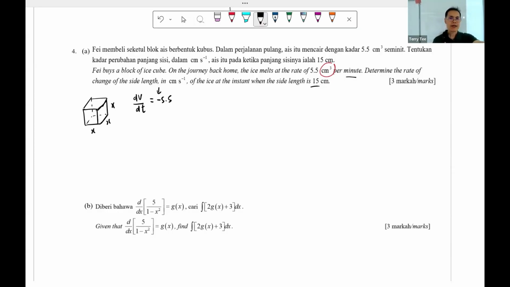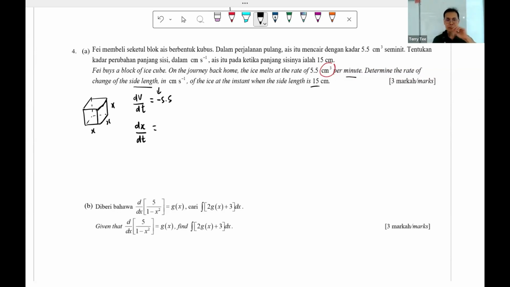Okay, now what are we finding? For me, when it comes to solving a rate of change question, I always start by writing down the rate that you're given, which is this, dV/dt. Number 2, write down the rate that you're finding. What are you finding? Rate of change of the side length. Side length is x, so it's dx/dt. Number 3, you're going to use the chain rule and link them together.